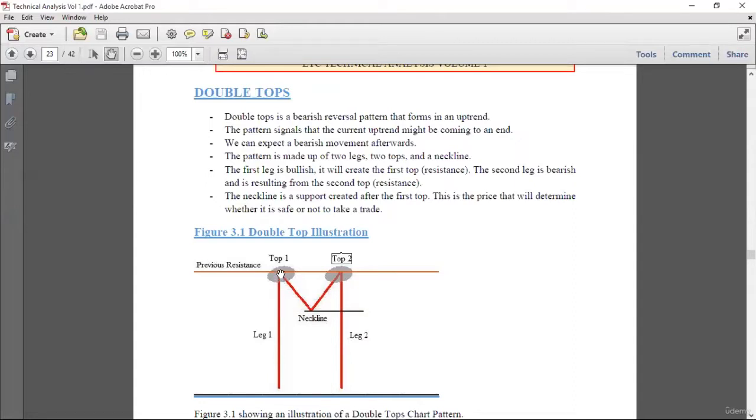It will create the first top, which is a resistance. Sometimes it will form along a previous resistance. And in fact, that's where we are looking for this pattern to form, along or at a previous resistance. If it just forms out of nowhere, we don't consider it as a tradable pattern. It must form at a previous resistance. So the first leg is bullish, so it creates that first top.